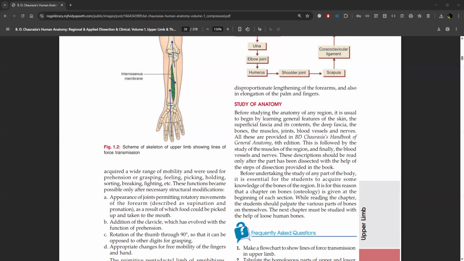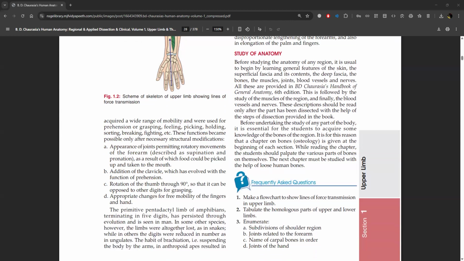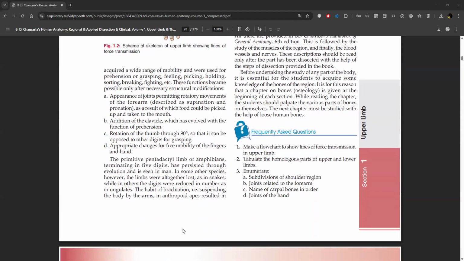These functions became possible only after necessary structural modifications. Appearance of joints permitting rotatory movements of the forearm, described as supination and pronation, as a result of which food could be picked up and taken to the mouth. Addition of the clavicle, which has evolved with the function of prehension. Rotation of the thumb through 90 degrees so that it can be opposed to other digits for grasping. Appropriate changes for free mobility of the fingers and hand.